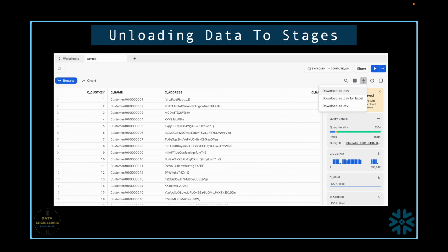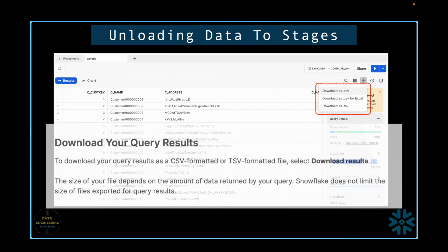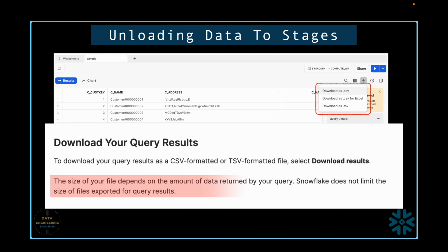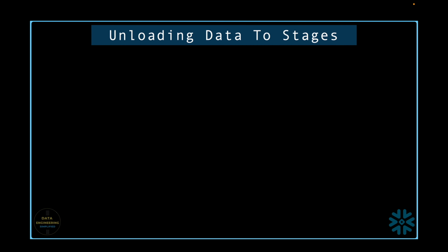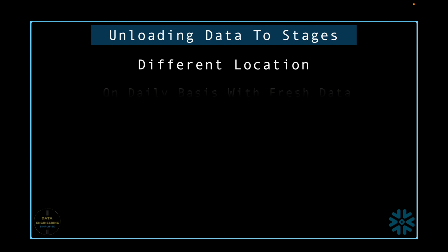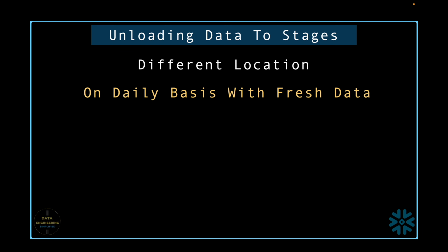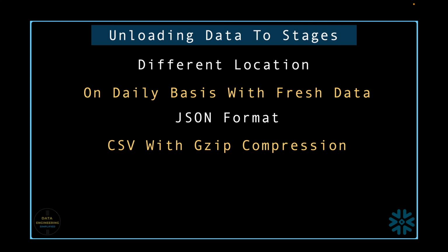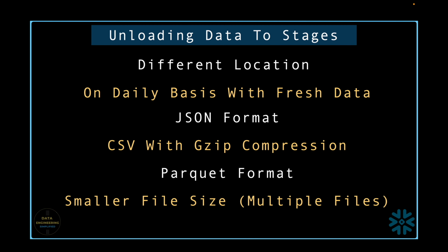Snowflake allows us to download data using its Snowsight web UI in CSV, TSV and Microsoft Excel format. And as per Snowflake's documentation, it does not limit the size of the files exported from the query result using the web UI. But what if you want the file to be downloaded in a certain location on a scheduled basis, or the file to be available in JSON format or GZip format or Parquet format and not just CSV or TSV format, or in a smaller file size with multiple files? Then how would you do that?